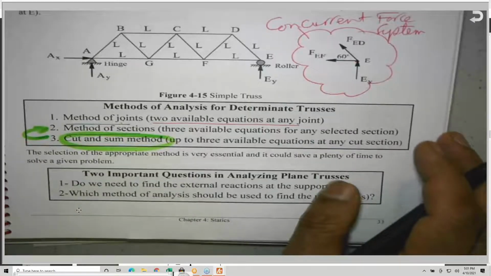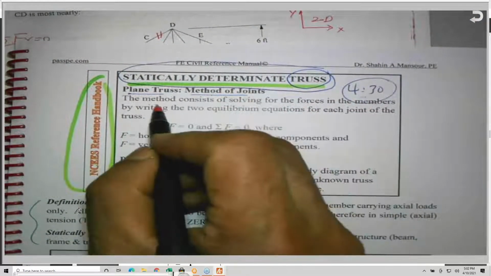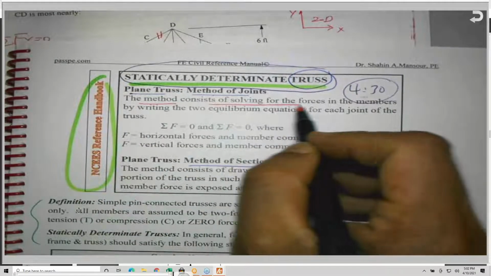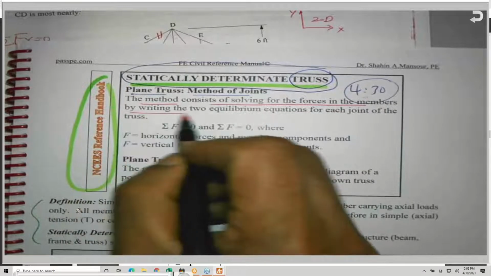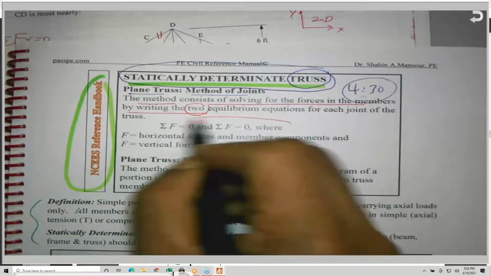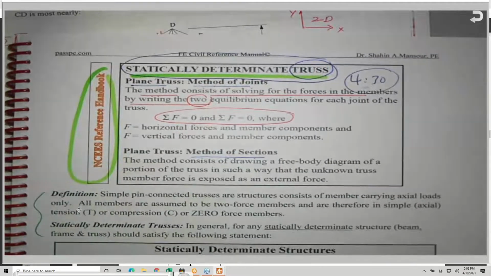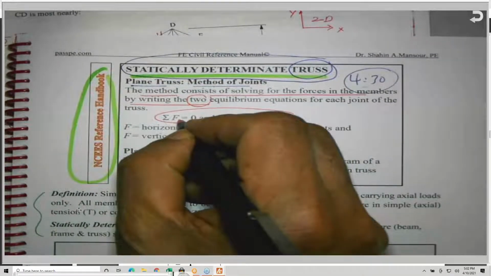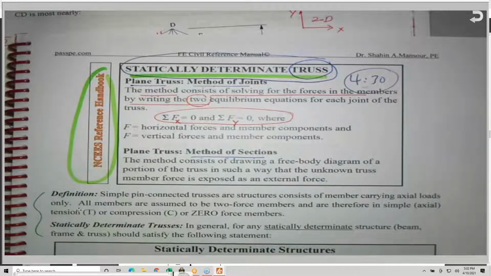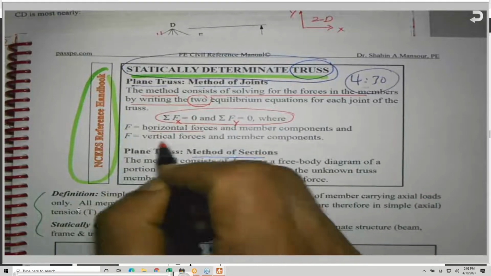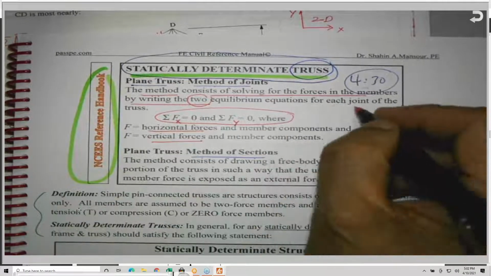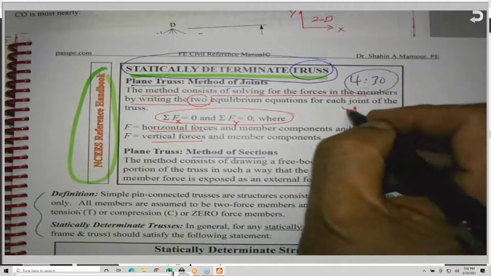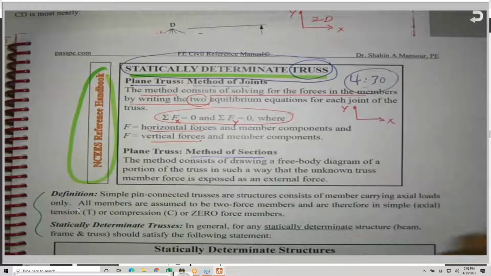This is why, if you go back again to the NCEES equations that you will see in the book, the method of joints consists of solving the forces in the members by writing two equilibrium equations, sigma force X and sigma force Y. I don't know why he didn't put X and Y. He would like to make it general. I have no problem with that, but he calls it horizontal and vertical. I prefer to use X and Y, because my grandfather and your grandfather agreed this is X and this is Y. And this is 2D.